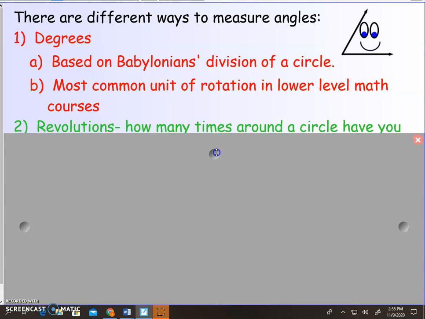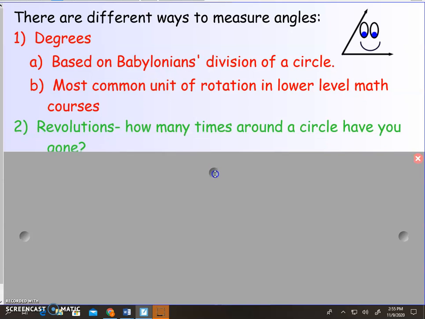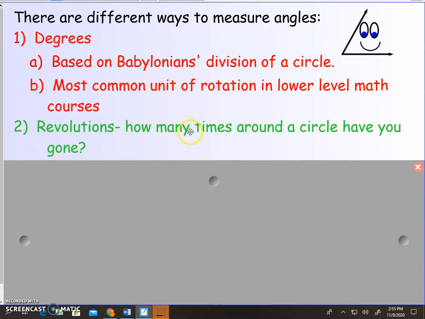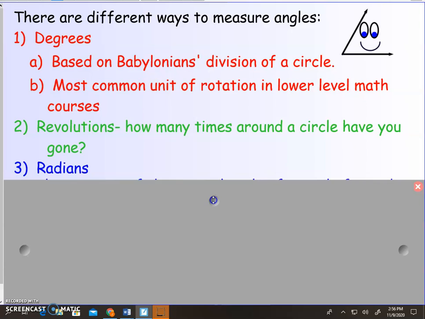But in upper levels, in science, you might look at a revolution instead of looking at degrees. How many times around the circle have you gone? Have you gone a full revolution, 360 degrees? Half a revolution, 180 degrees? A quarter of a revolution, that would be 90 degrees. Those are kind of sophisticated ways of measuring, but there's an even more deliberate way of measuring a circle, and it is called a radian.